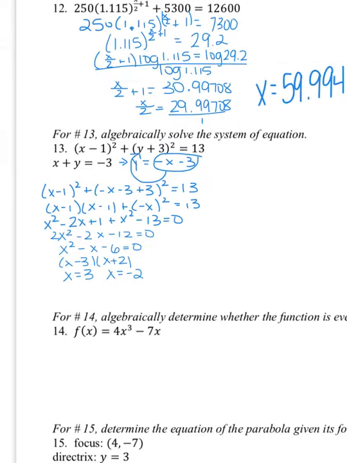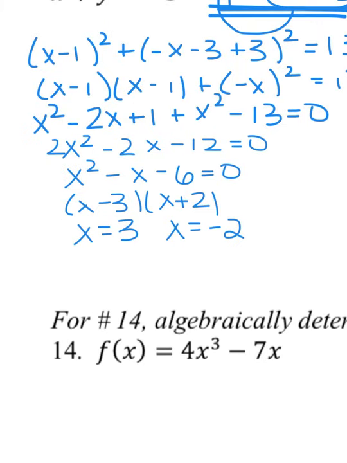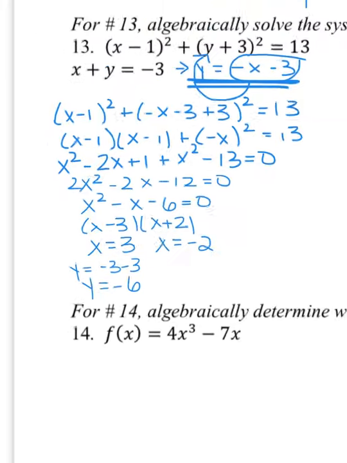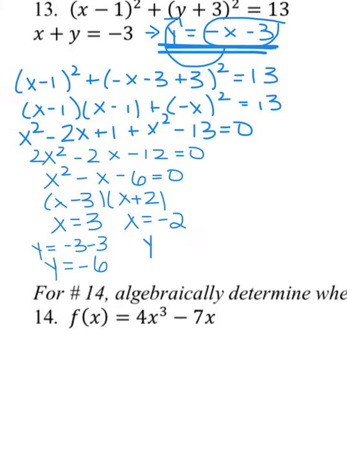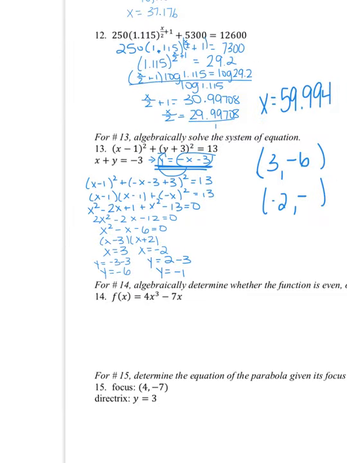That's not done though. This is a system, so I know that x is either 3 or negative 2. I have to still find those y values. And we have this equation here. Y is equal to negative x minus 3. That gives me negative 6. So one answer is 3 comma negative 6. The other one, y equals negative x minus 3, gives me a negative 1. So my other point is negative 2 comma negative 1 for number 13.